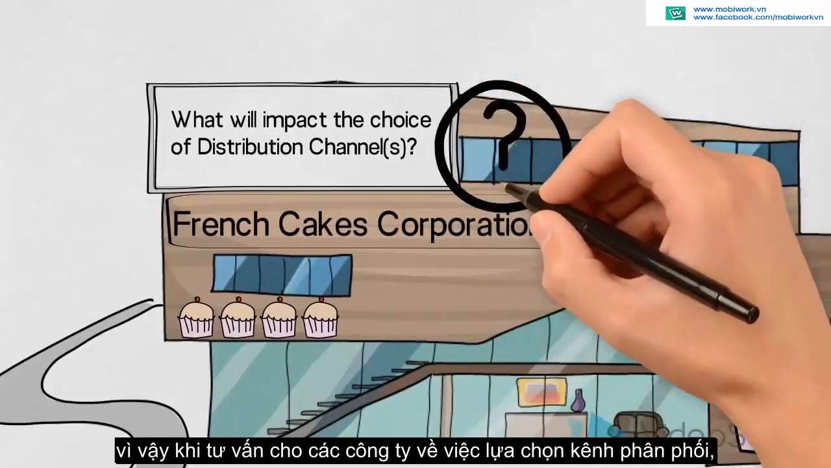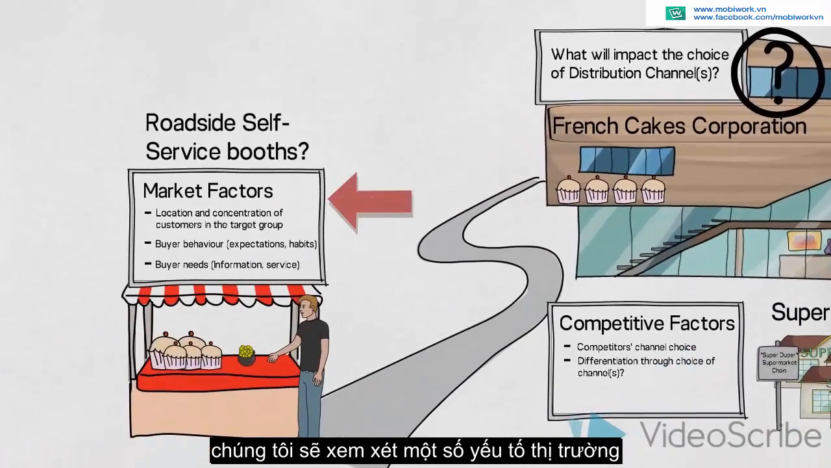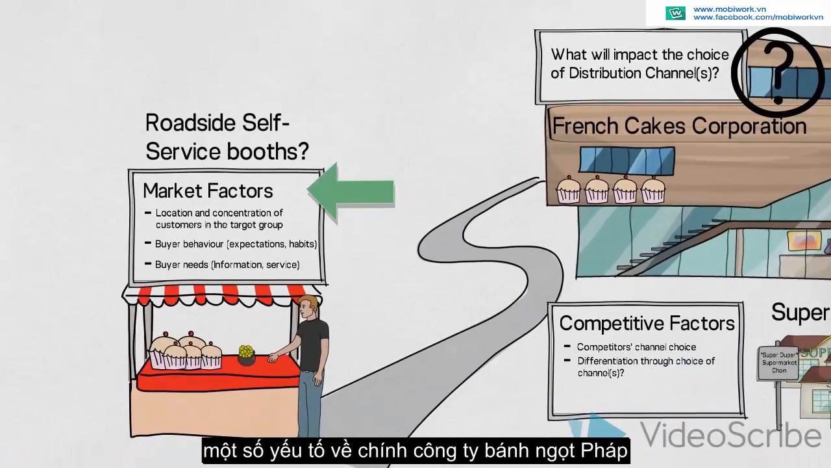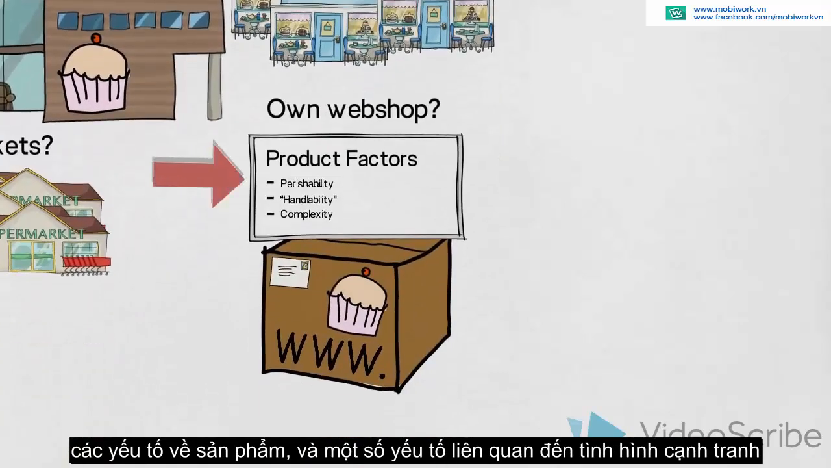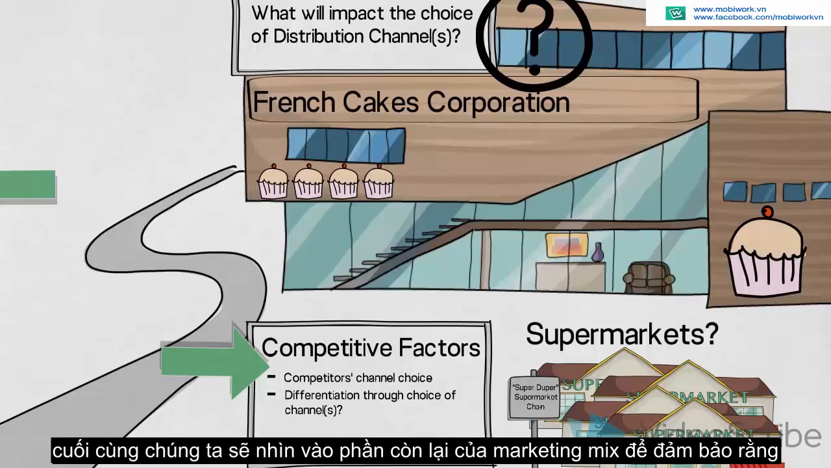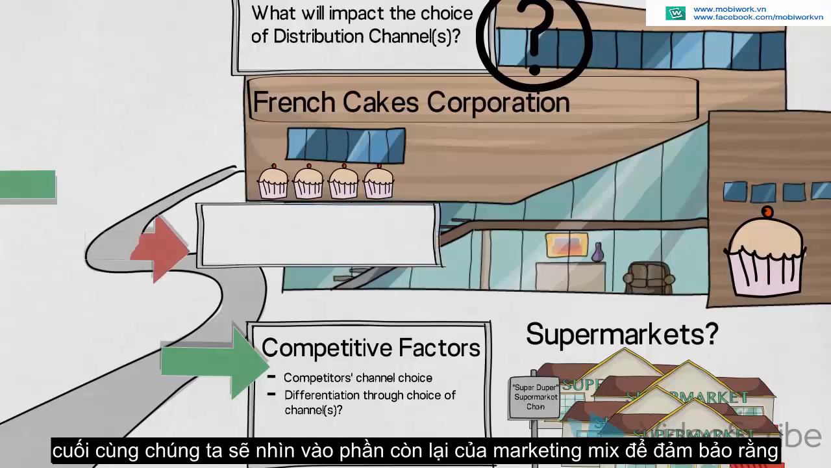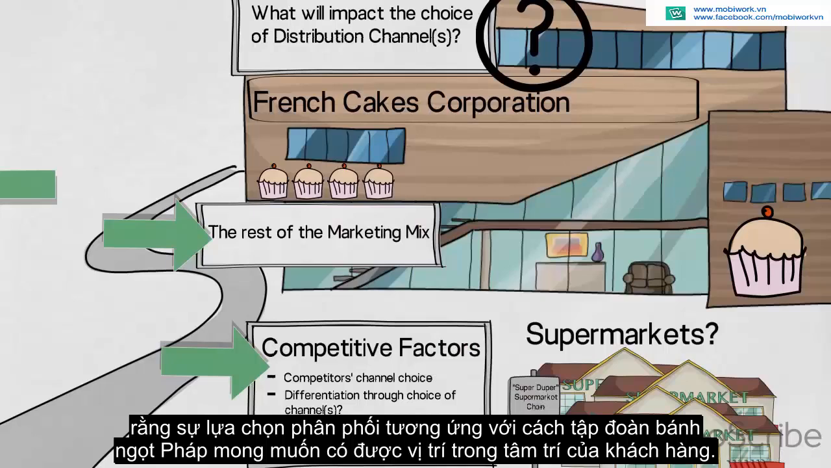So, when advising the company on their choice of distribution channels, we would look at some market factors, some factors about the French Cakes Corporation itself, factors about the products, and some factors in connection with the competitive situation. And finally, we would look at the rest of the marketing mix to ensure that the choice of place corresponds with how French Cakes Corporation wishes to be positioned in the minds of the customers.